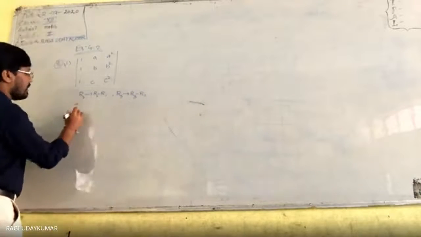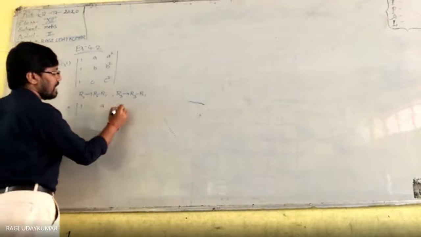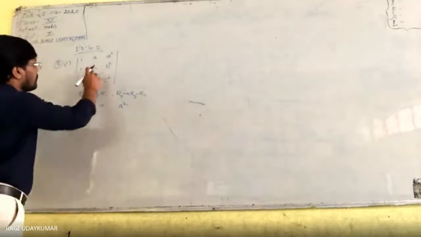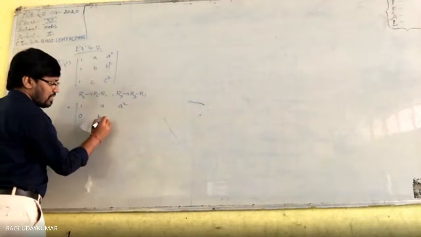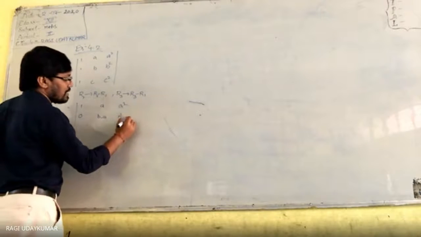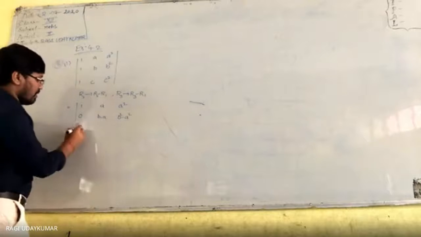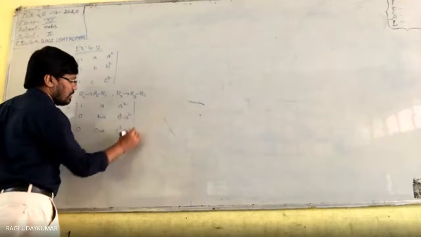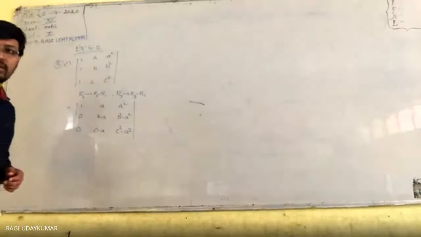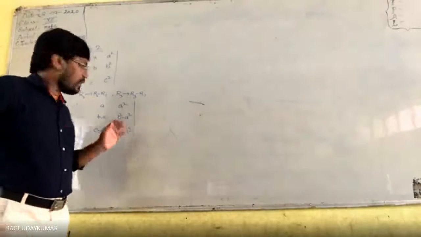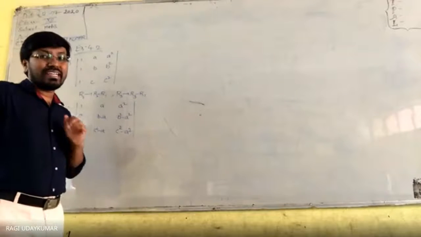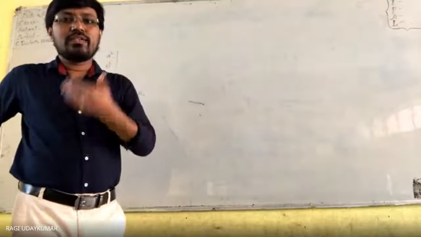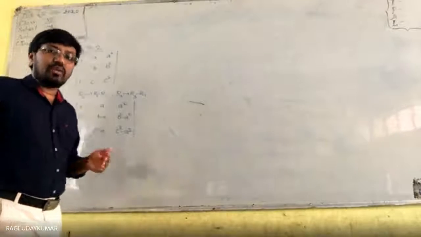Okay? So now what do you get here? First row is not changing: 1, 1, 1, a, a square. Second row it becomes 0, b minus a, b square minus a square. Now here it is 0, c minus a, c square minus a square. Now if you observe properly, here you can take the b minus a common. But in the given proof, it is given to you a minus b into b minus c into c minus a. Okay, let it be.